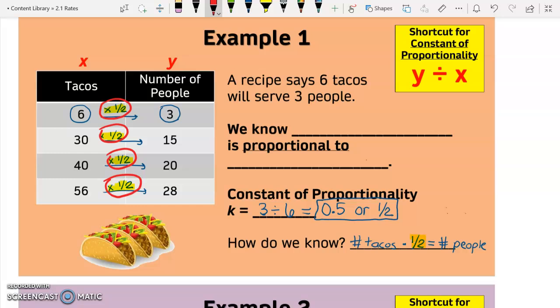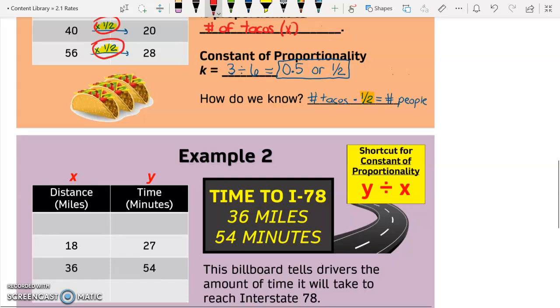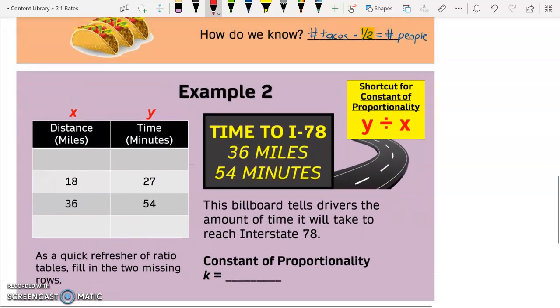So we can say now, in this case, the number of people, or our y value in our table, is always proportional to the number of tacos, or in other words, our x value. Again, we know that because the four constants of proportionality in this table are going to be the same thing. Okay? All right, we have one final example to look at.